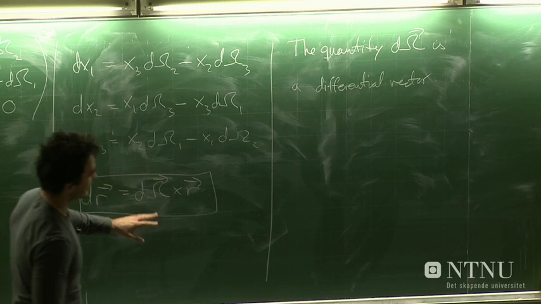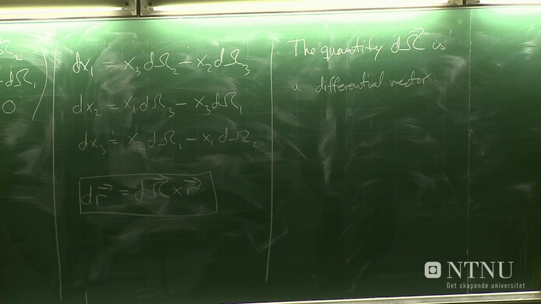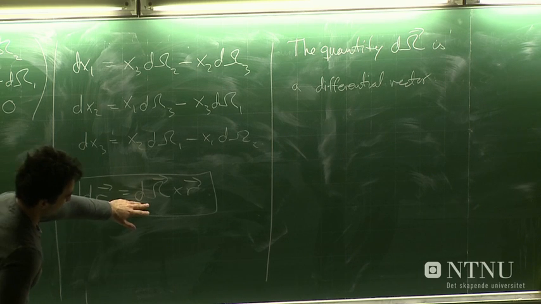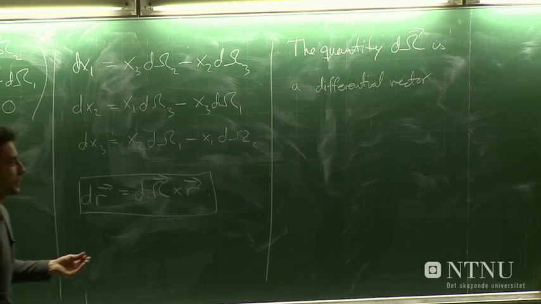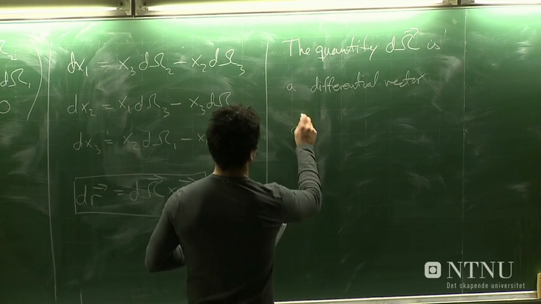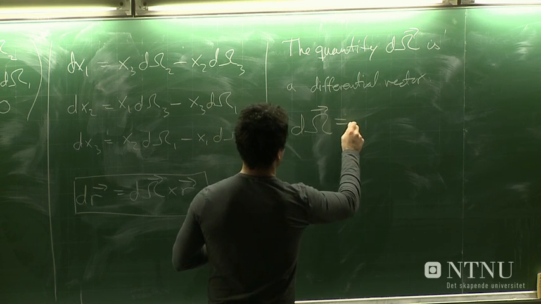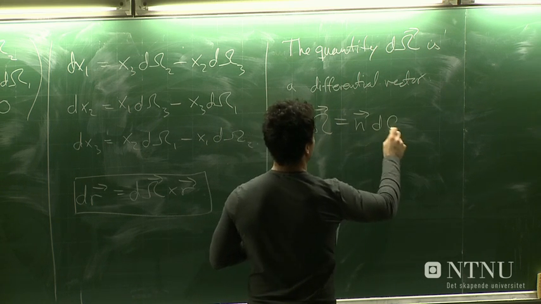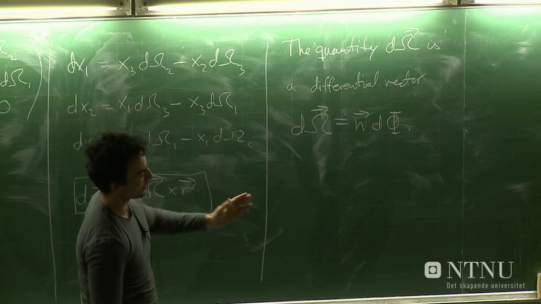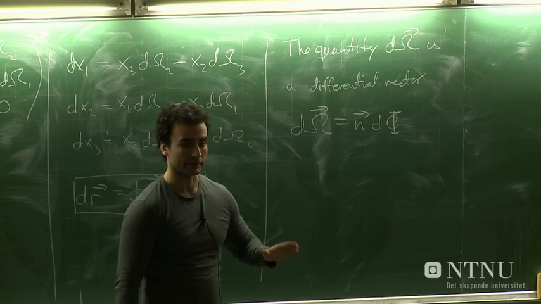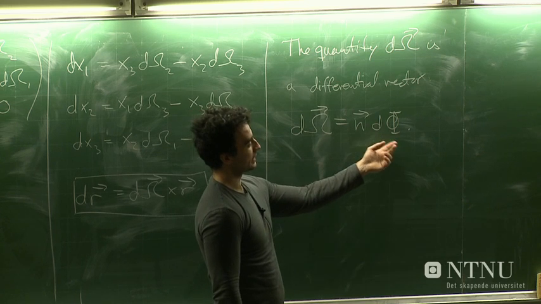So this quantity d omega is a differential vector, which means that we should be able to write it in general as a vector indicating its direction with some magnitude, which should be infinitesimal. So something like this. We have a unit vector indicating its direction and then some infinitesimal magnitude.